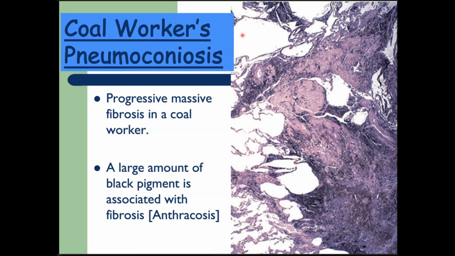Coal workers, when they work in the coal mines, get the condition called coal workers' pneumoconiosis. It is also called anthracosis. You see a lot of dark black pigment, the carbon, all this is carbon. And because of the carbon, there's a lot of fibrosis, all this solid area. Normally the lung should be like this, full of air. But this area has become fibrosed, leading to all the problems of restrictive lung disease. So this is an example of coal workers' pneumoconiosis, also called anthracosis.